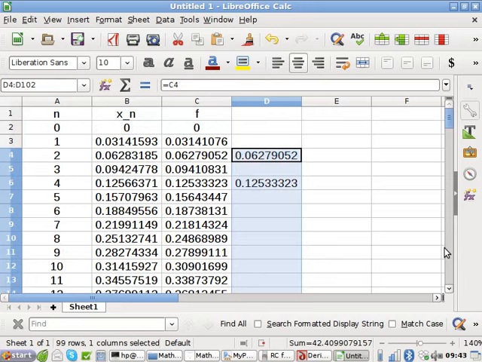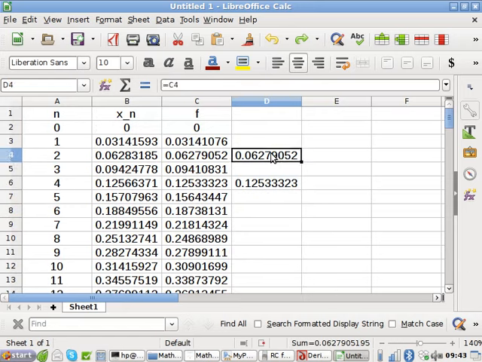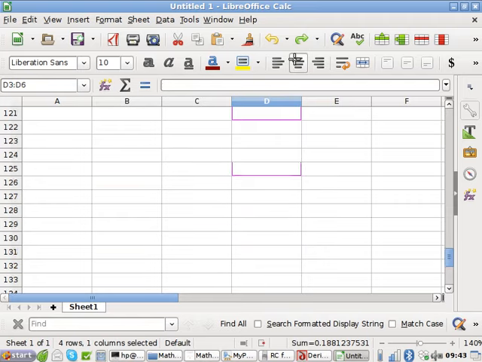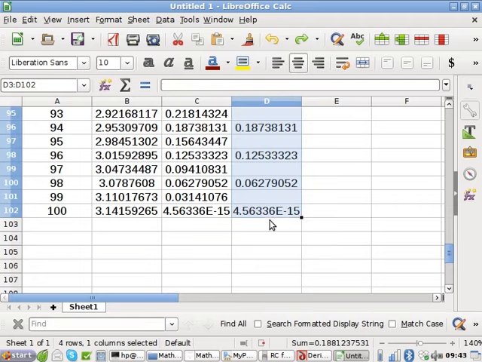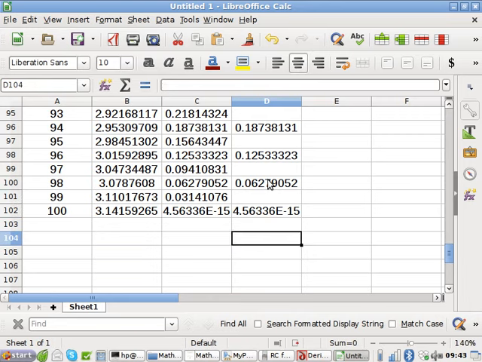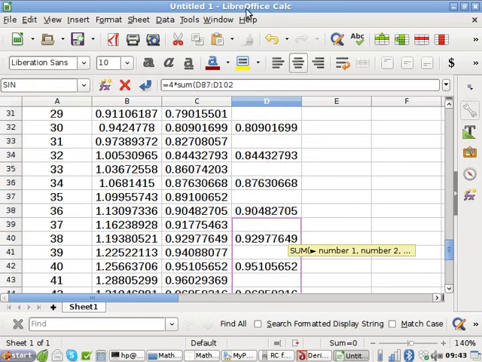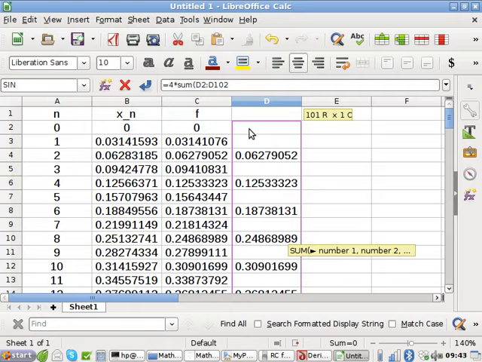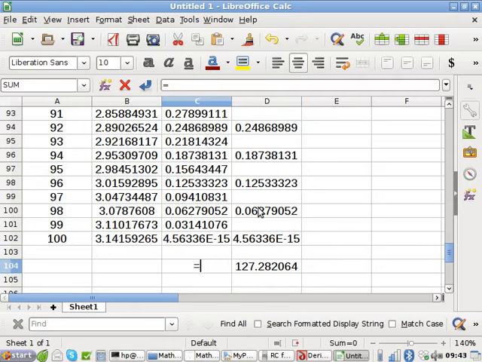That didn't quite work. Let me try again. That's better. So you can see now only the evens have been pulled out. So here it's 4 times the sum of all of these. And this, I'll put in the first plus the last as well.